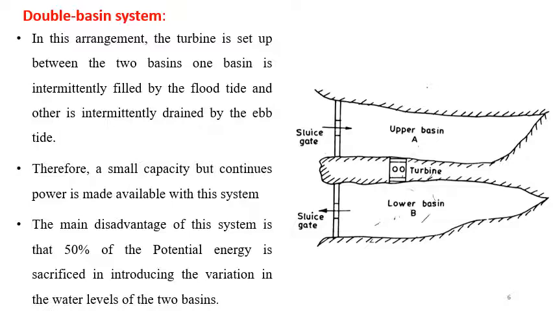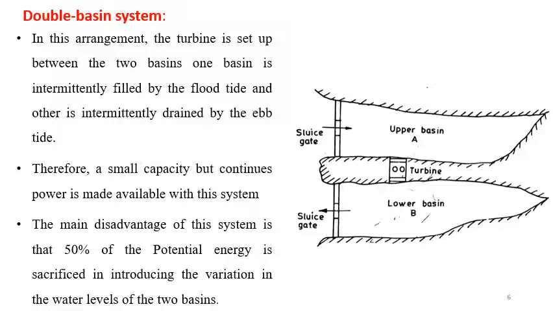So mainly small capacity but continuous power is made available with this system. The disadvantage of this system is that 50% of potential energy is sacrificed by introducing the variation in water levels of the two basins. So in this way the double basin system is going to work.